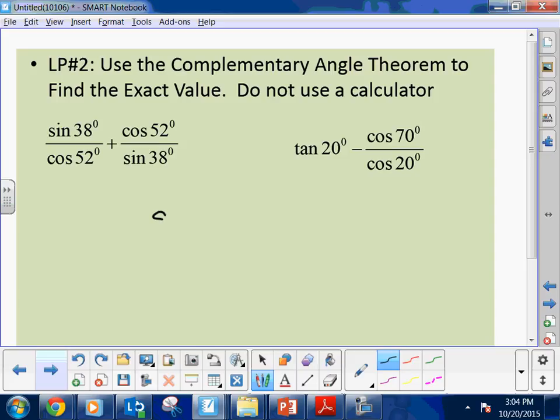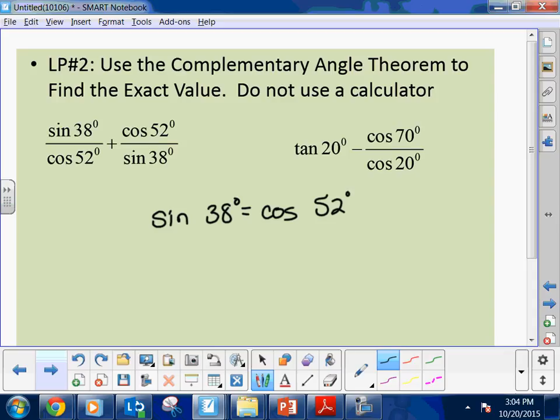Let's say I start with the sine of 38 degrees. If I'm asked to find the cofunction of this one, it's going to be cosine. And guess what the value of it is? 52, right? So we have the option now. We're given the opportunity to substitute either the sine or cosine. Since I started with sine, I'll substitute it with the cosine of 52.